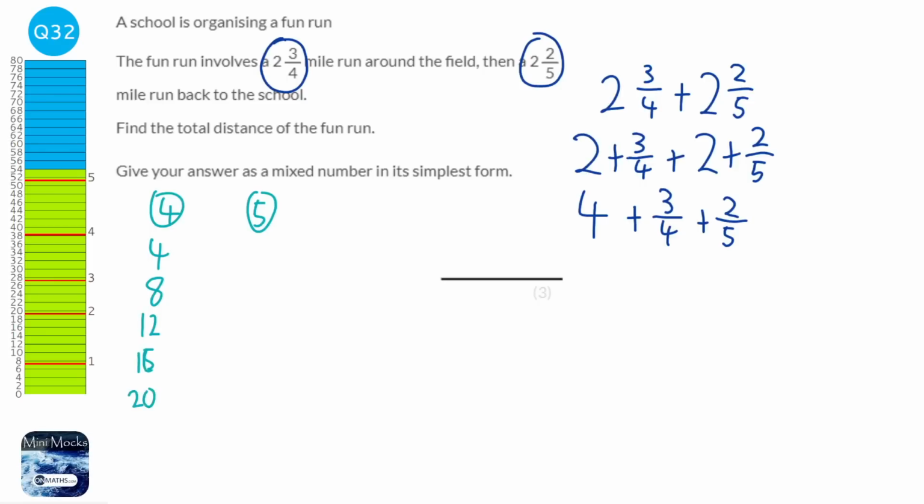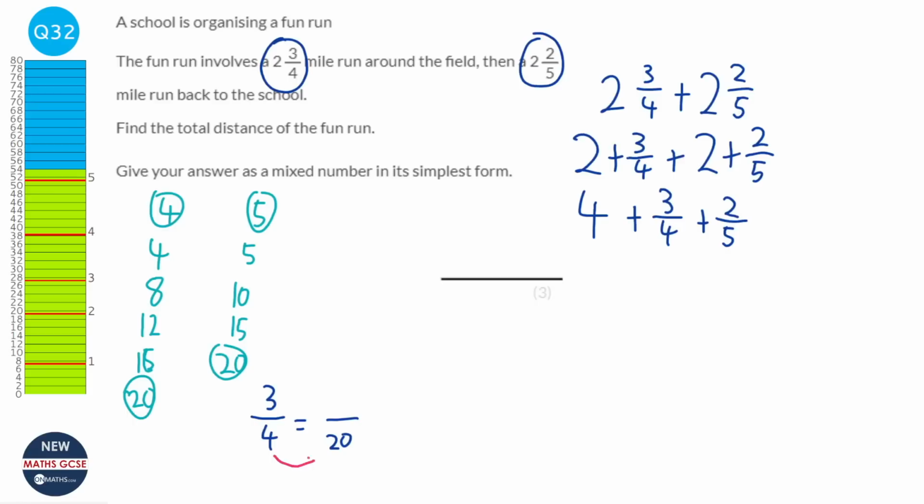16, 20, and 5, 10, 15, 20. So that's 20. So we need to get the bottoms of the fractions to 20. Now for 3/4, to get the bottom to equal 20, we need to times the 4 by 5. And whatever you do to the bottom, you've got to do to the top, so times that by 5 as well, which will be 15.